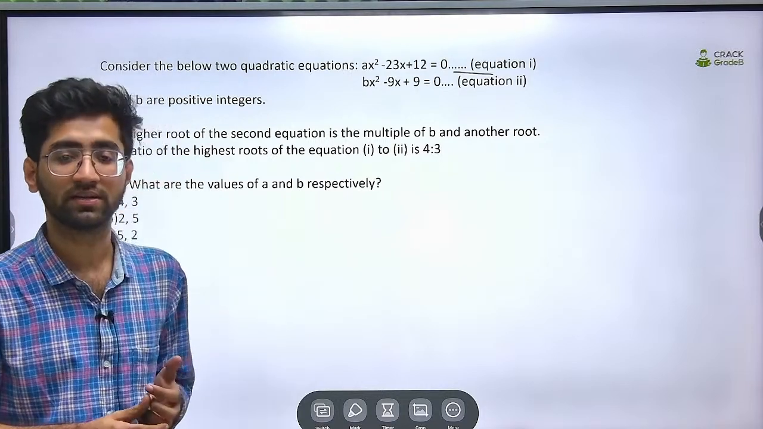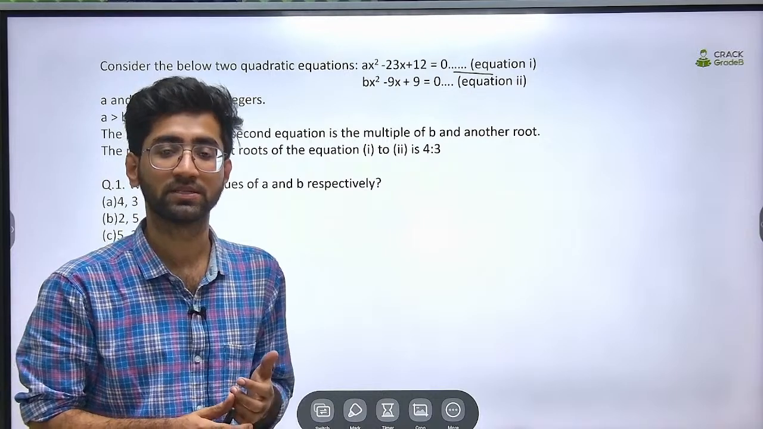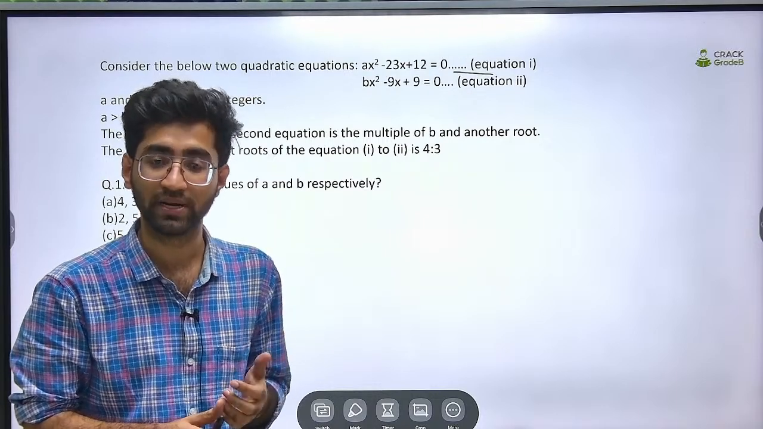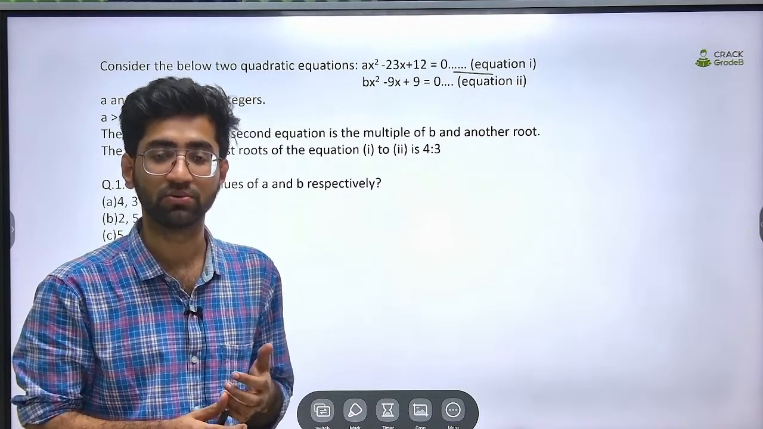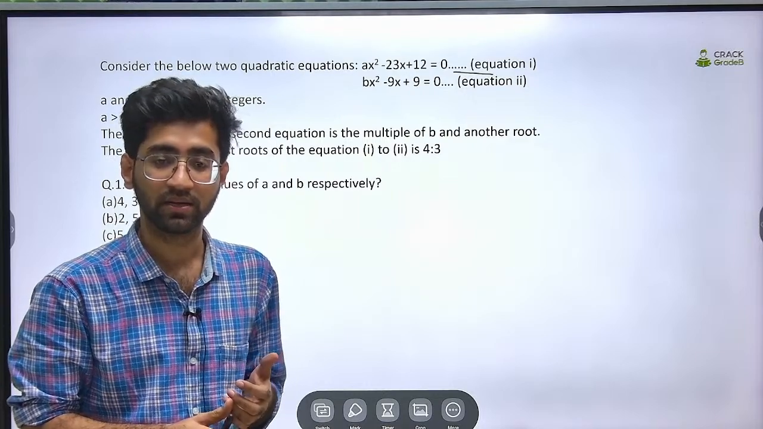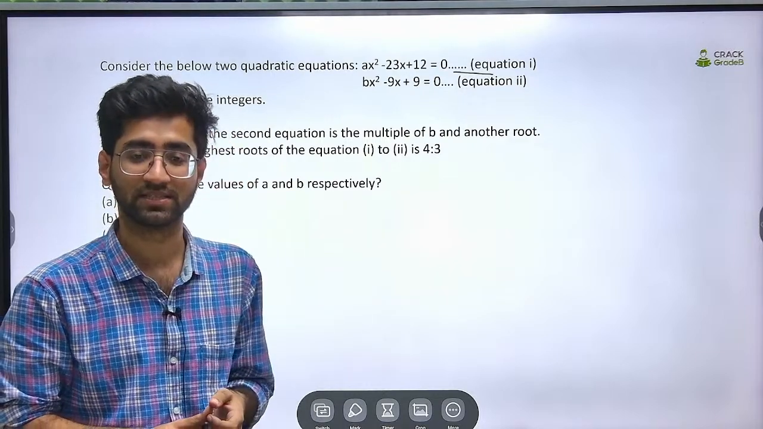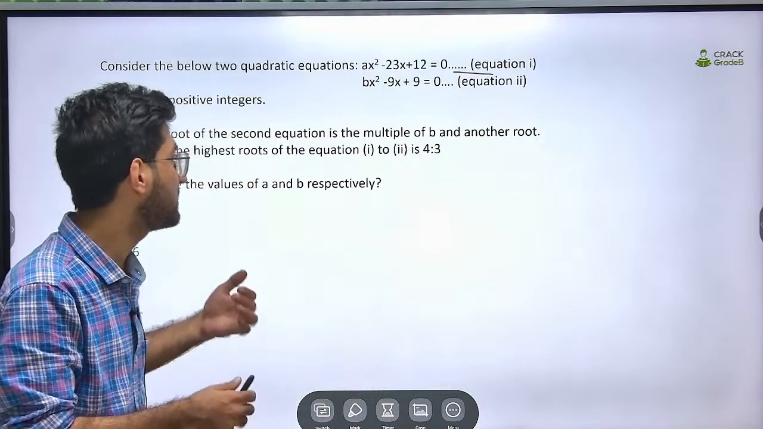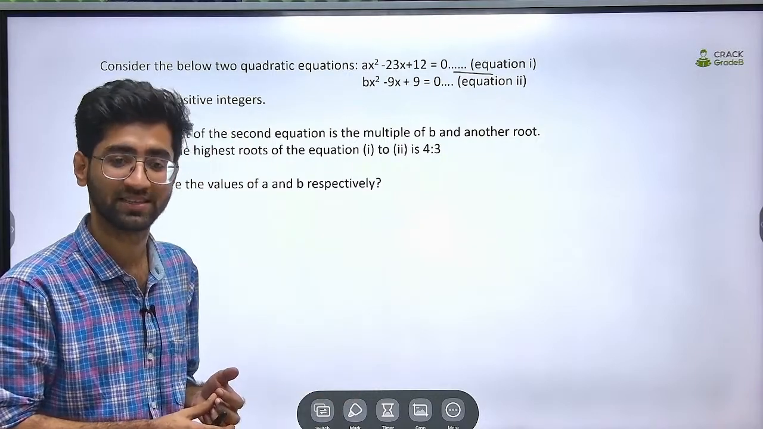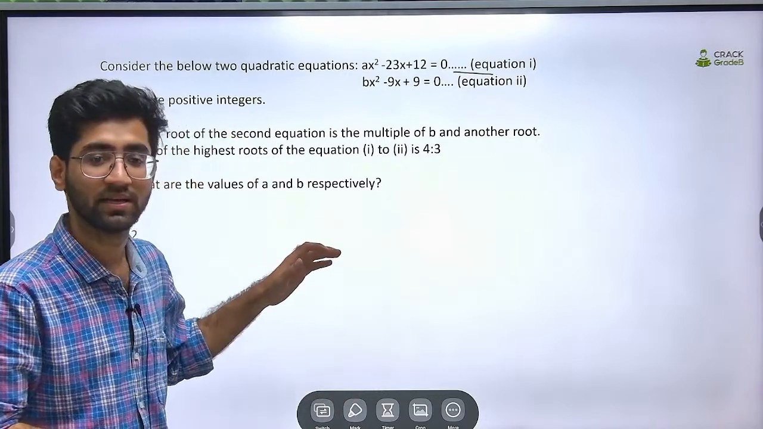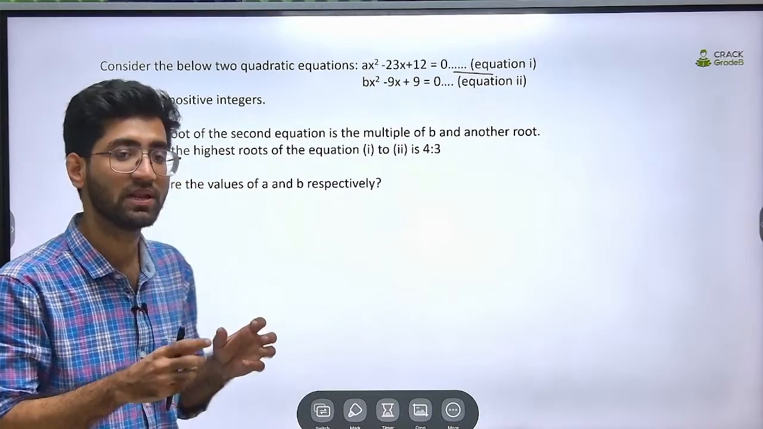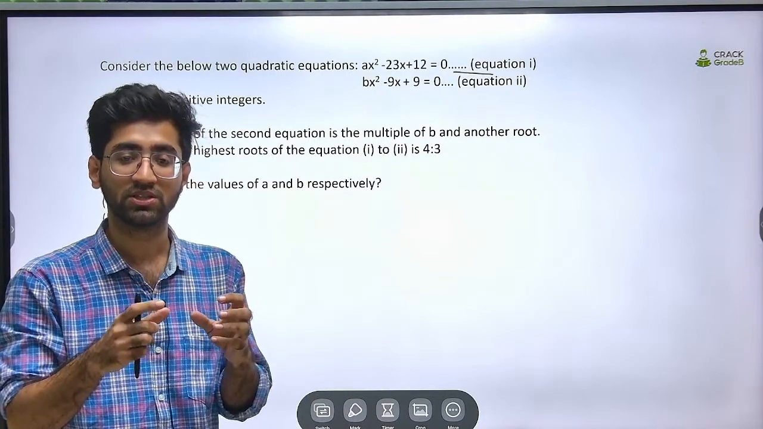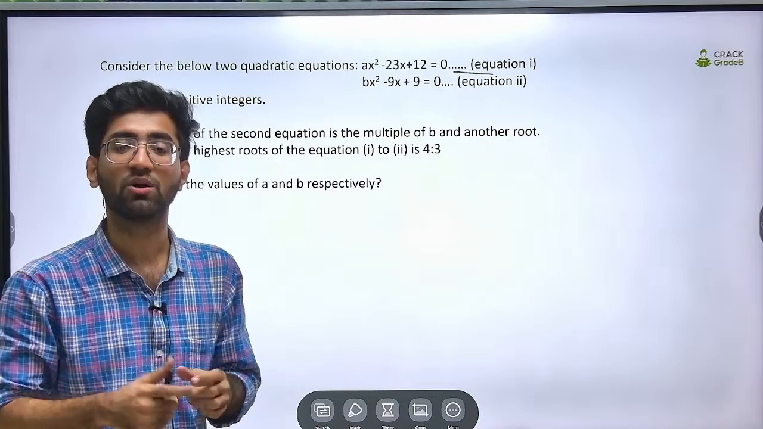If you look at the previous year question papers of RBI Grade B of 2023, 2022, 2021, you will see this kind of questions, right? So how can we solve this kind of questions? Whatever is given in the question, we will try to use those given data to solve the questions.